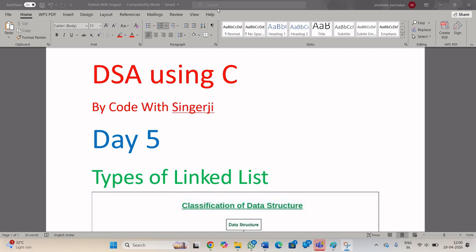And we will continue the course of the DSA using C, and that is day 5. We will discuss the types of linked list. What are the types of linked list?